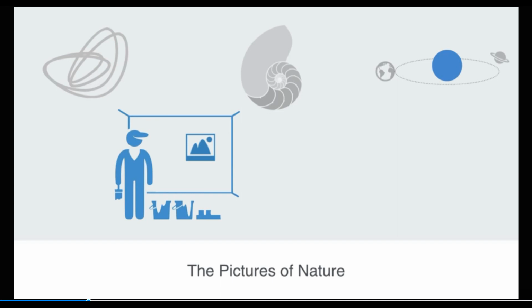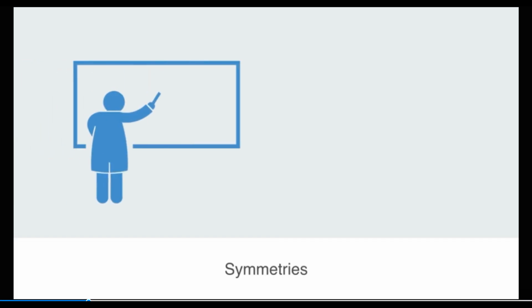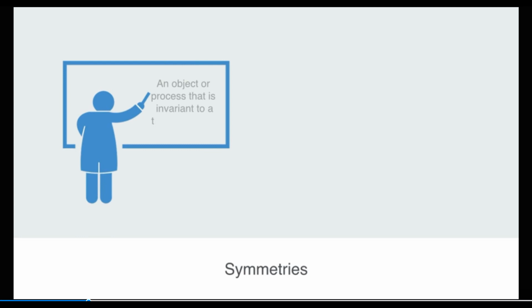of years. If we take a butterfly, we see that one side of it is almost exactly mirrored in the other. We see the same in the regular geometric forms of snowflakes. One way of understanding this order is through the concept of symmetry. In mathematics, symmetry can be defined as an object or process that is invariant to a transformation. In more familiar terms, this means something that stays the same despite a change.